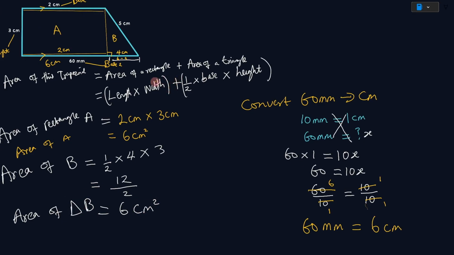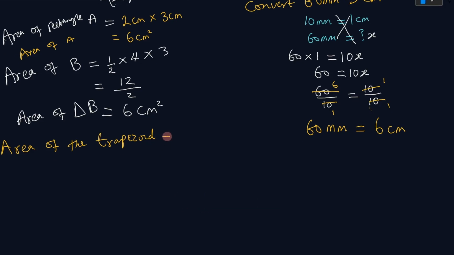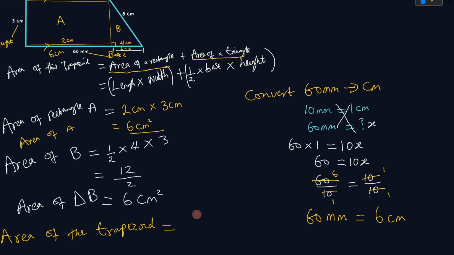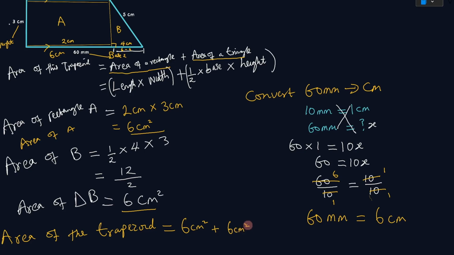Recall that we said here that the easier way to find the area of a trapezoid is to decompose the shape into a rectangle and a triangle. So if we sum the two areas together, the area of a rectangle and the area of a triangle, we will get that the area of the trapezoid is equal to the area of the rectangle, 6 centimeters squared, plus the area of triangle B, also 6 centimeters squared. If we sum the two together, 6 centimeters squared plus 6 centimeters squared, this will give us 12 centimeters squared.